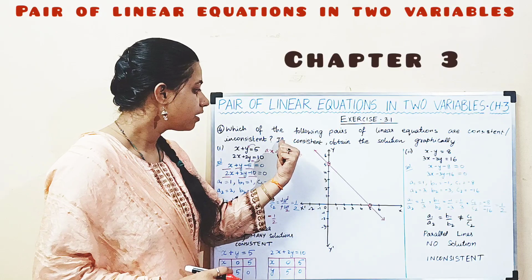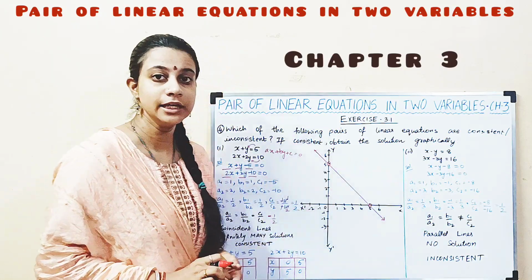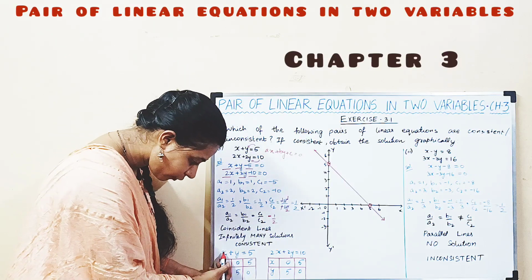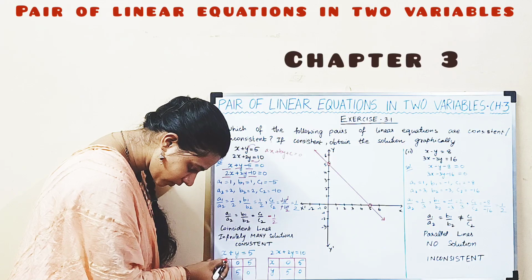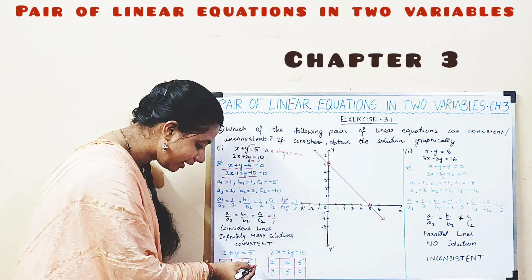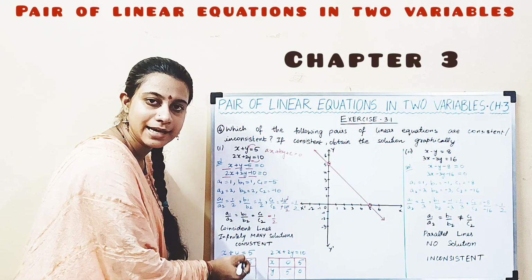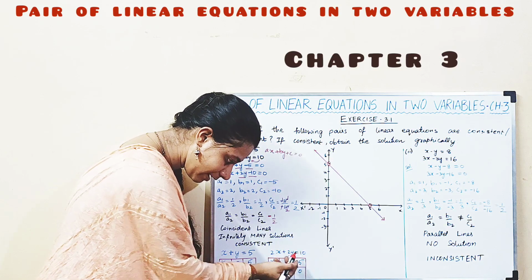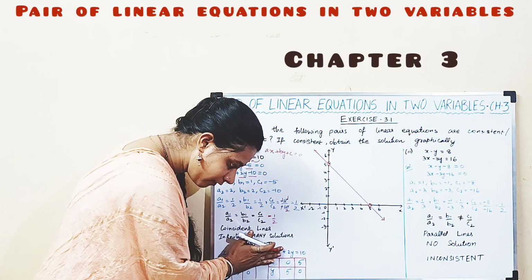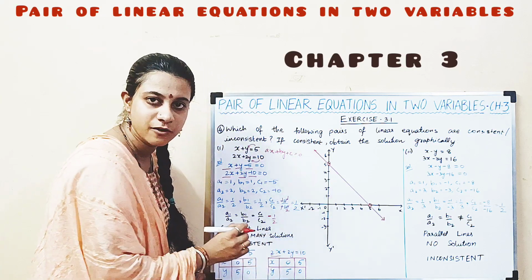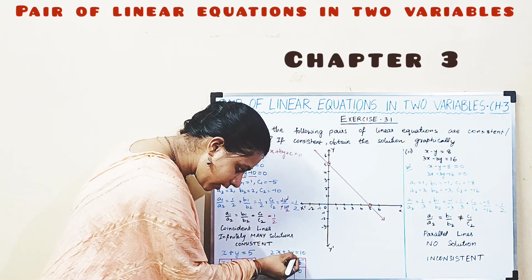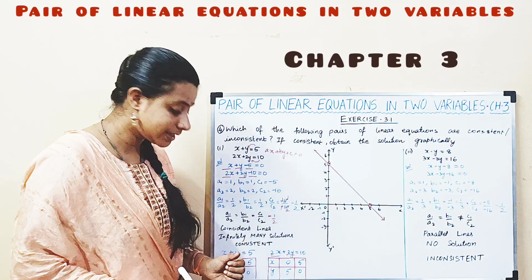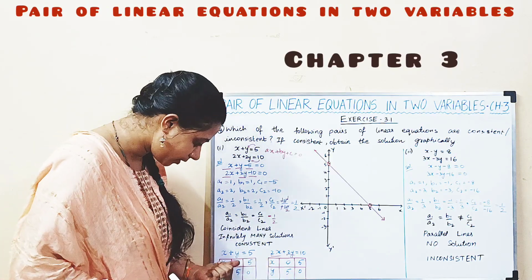So what are we asked here? If consistent, obtain the solution graphically. To obtain the graphical solution, we will first find the points for these two equations. For x plus y is equal to 5, if we put x equal to 0, we will get y equal to 5, and if we substitute y equal to 0, we will get x equal to 5. Okay. Coming to the second equation, in 2x plus 2y is equal to 10, if we put x equal to 0, we will get y is equal to 10 by 2, which will be nothing but 5. And if we put y is equal to 0, then we will get x equal to 10 by 2, which is equal to 5. If we clearly see here, in both the cases we are getting the points 0, 5 and 5, 0.